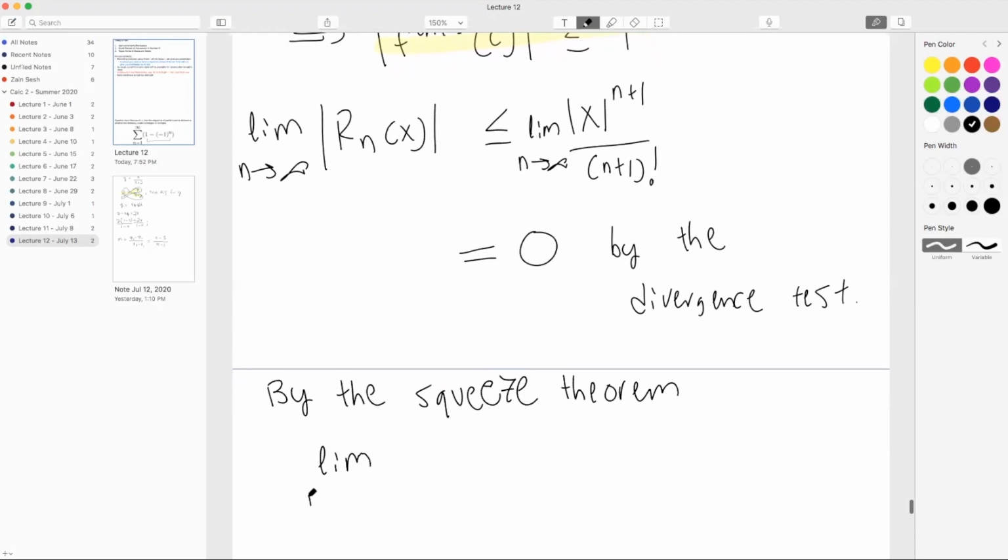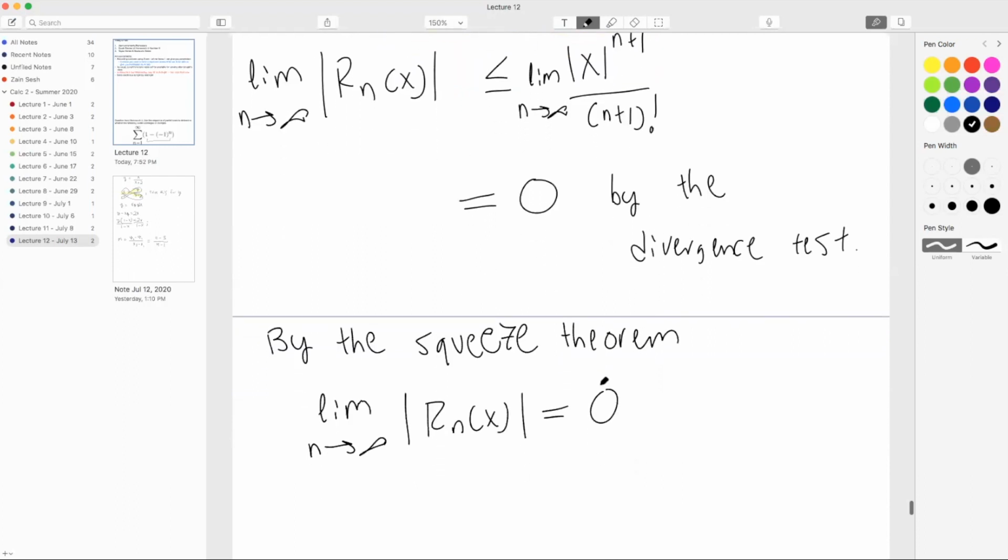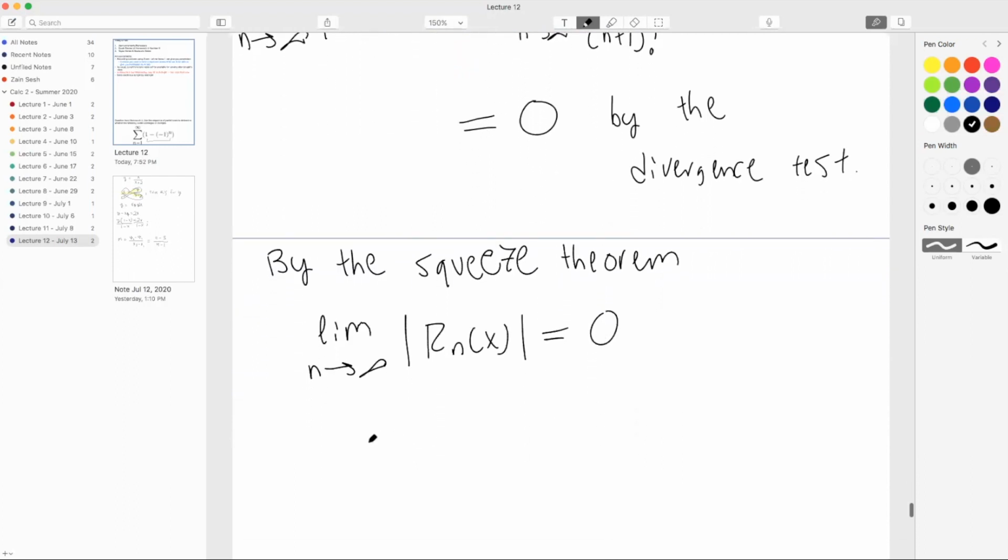The limit, as n goes to infinity, of the absolute value of x is 0. Okay. So the reason why I'm writing that is because our limit is actually less than or equal to 0. That's why I need to write the squeeze theorem thing. All right, and now since the limit of the absolute value is 0, then the limit without the absolute value must be 0.